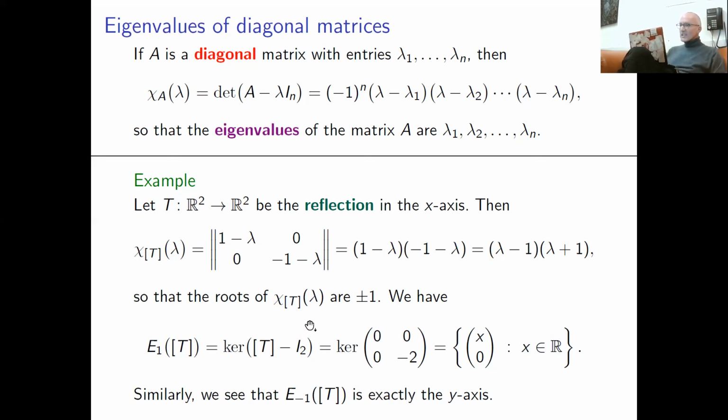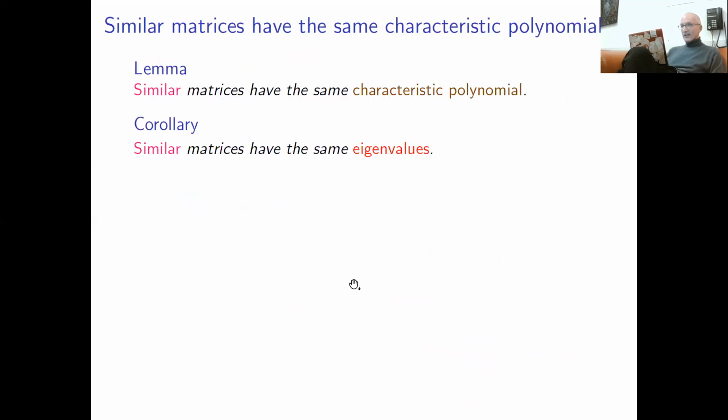And let me go back to the definition which we gave for similar matrices in the last lecture, and I repeated this definition in the beginning of this lecture. This slide explains why similar matrices are called similar, because they share a lot of common features. Namely, first and most important, similar matrices have the same characteristic polynomial. As a corollary of this lemma, you get that similar matrices have the same eigenvalues.